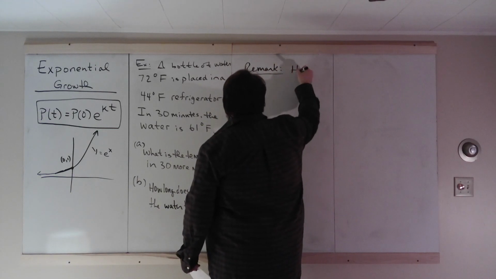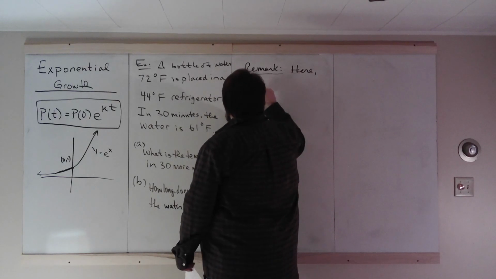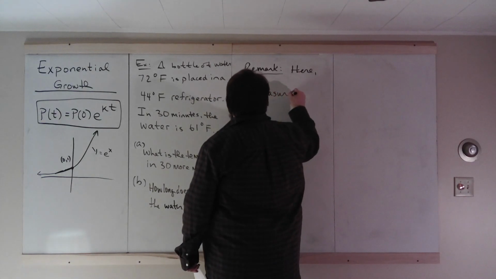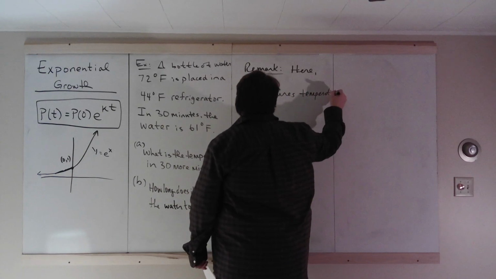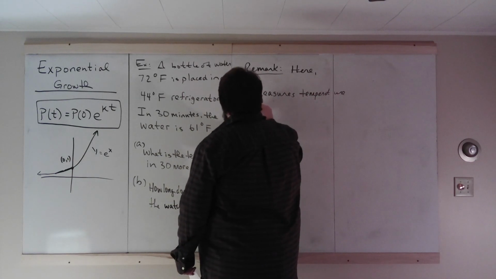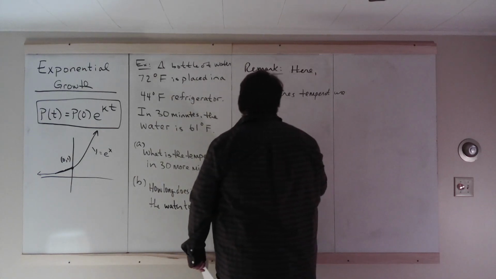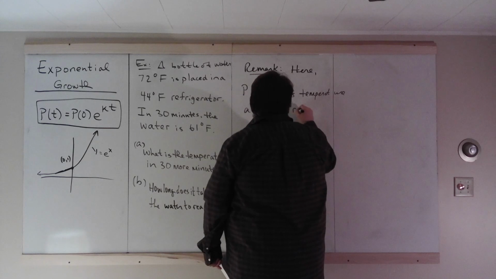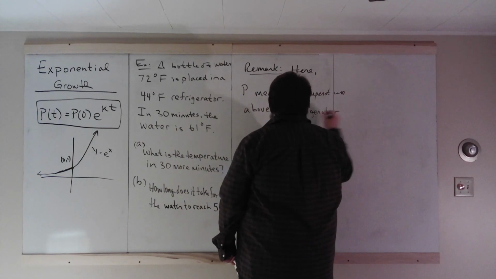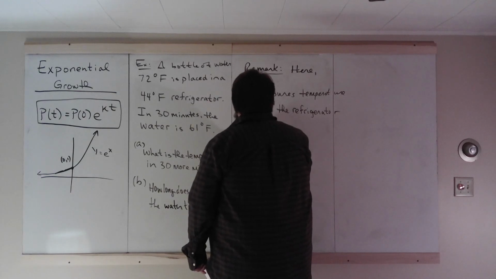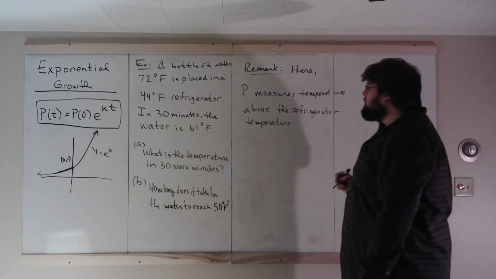Here, P of t, P of 0, measures temperature above, not above freezing, above the refrigerator temperature. We need to keep this in mind for everything we're doing.